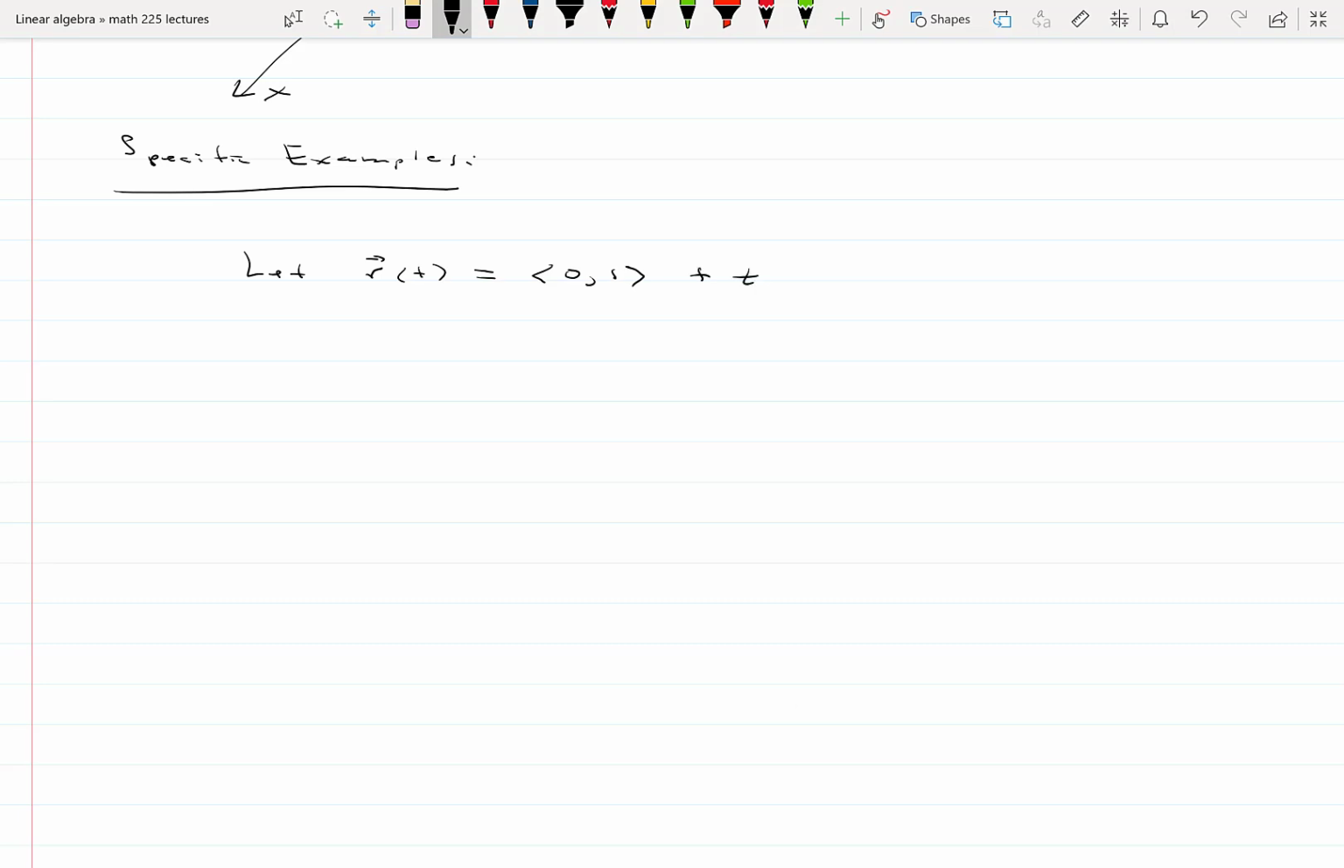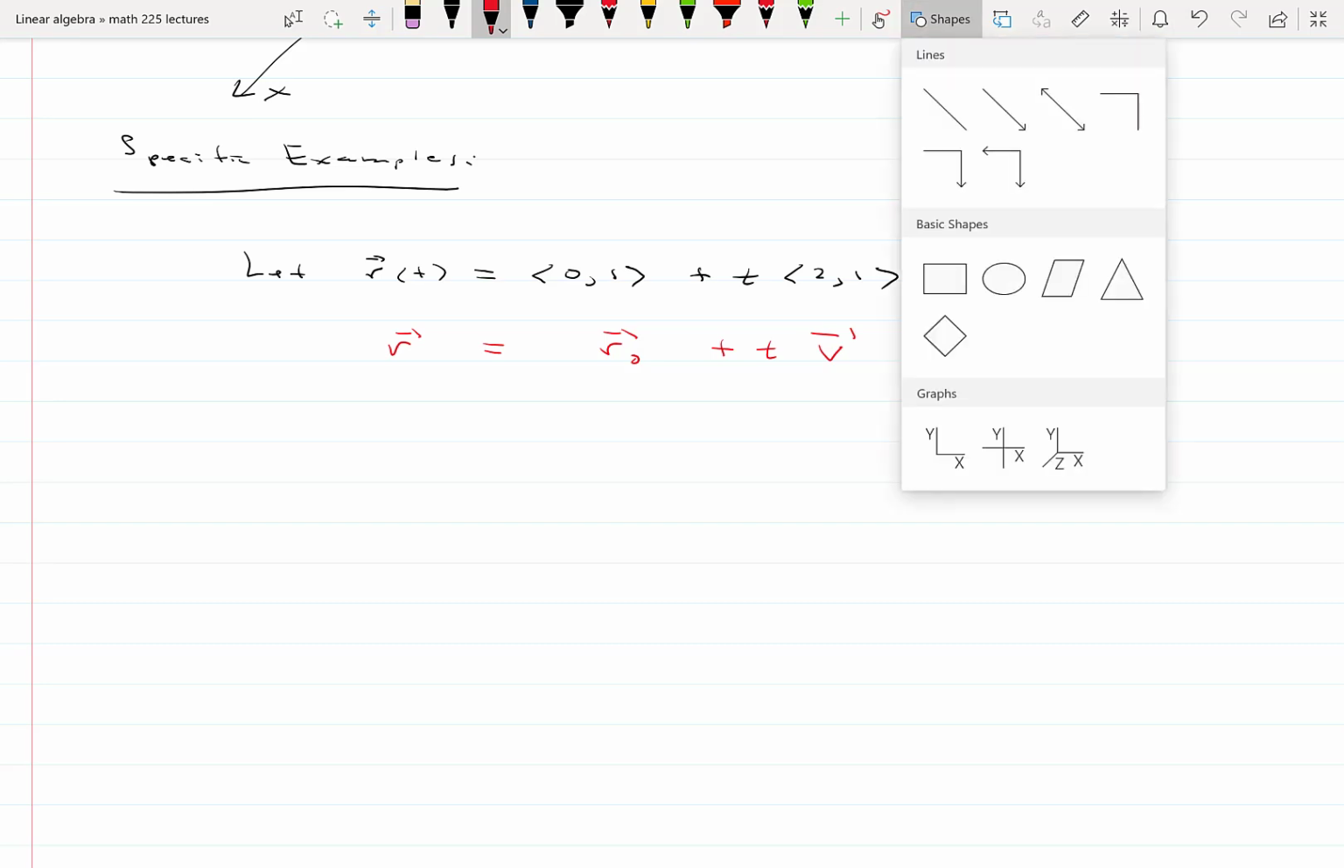Suppose we have the vector form of a line, r equals the initial r sub 0, which is (0, 1), plus t times the vector, let's say (2, 1), a direction vector. And just to remind you, we have r equals r naught plus t times v. Okay, this is a vector function. r is definitely a function of time, or t. I'll refer to it as time, even though it doesn't have to be time.